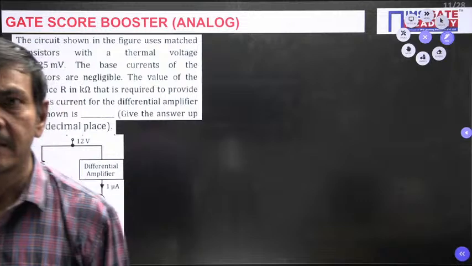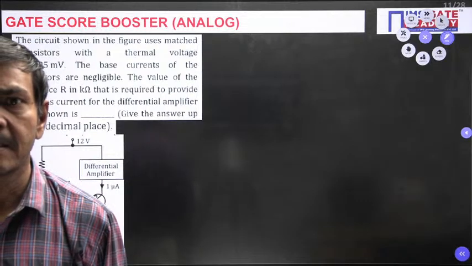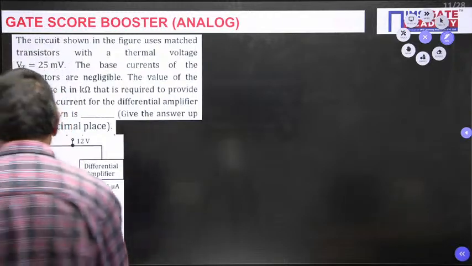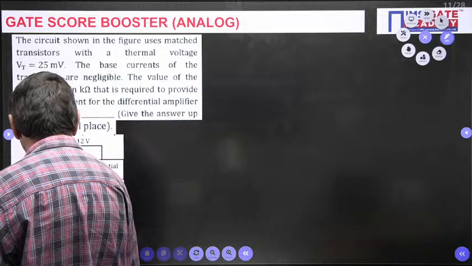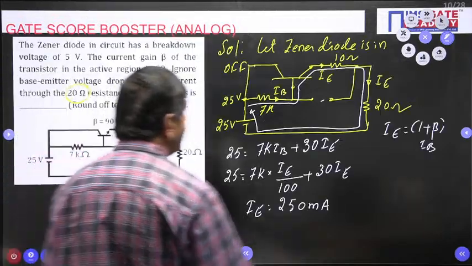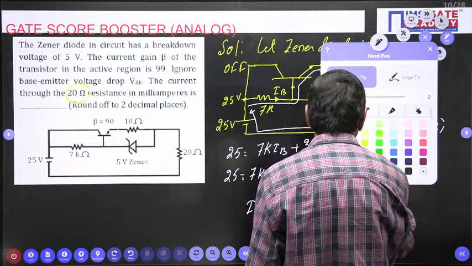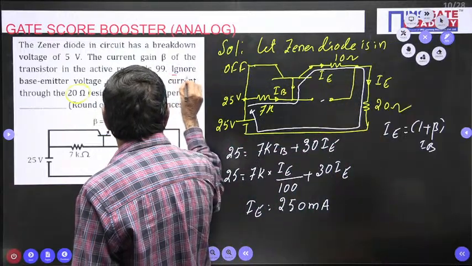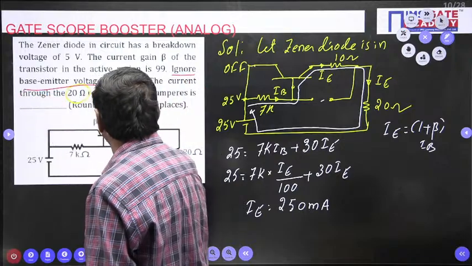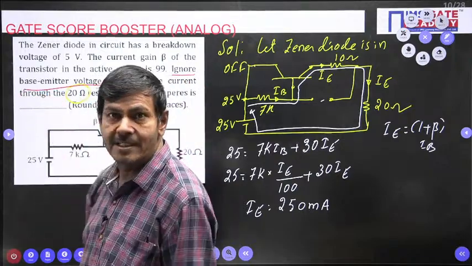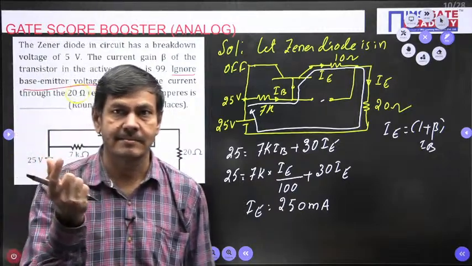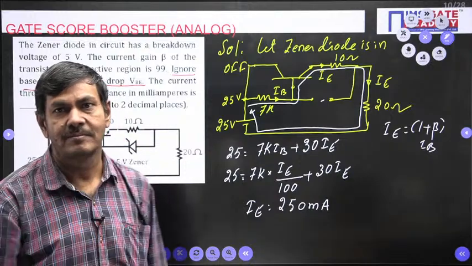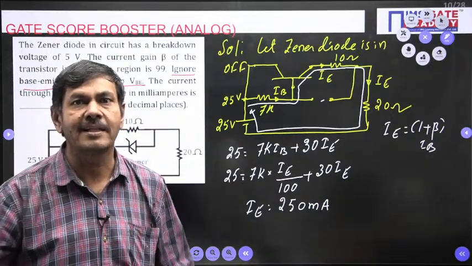Why didn't you consider 0.7 volts at the base and emitter end? Try to read the question. In the problem, what is clearly given? Ignore base-emitter voltage drop VBE. It is asking to neglect the drop across the transistor. The VBE value is to be neglected in the problem. That is why I neglected it.